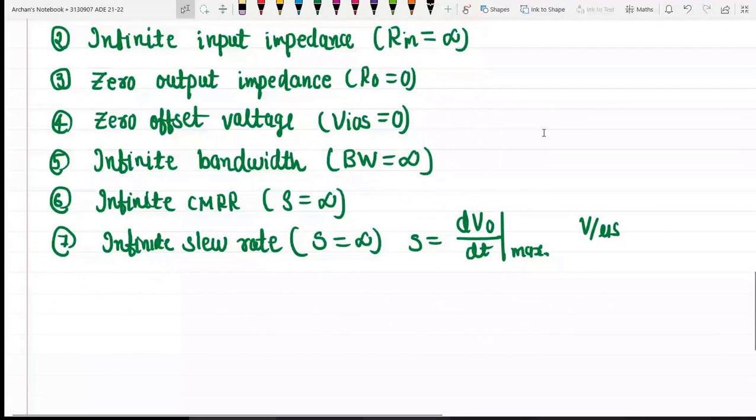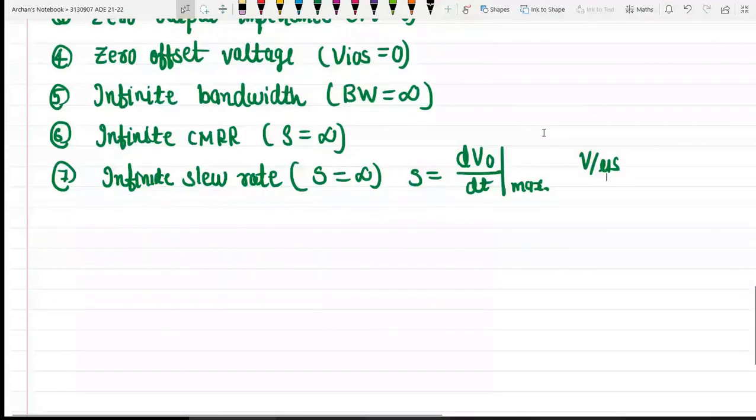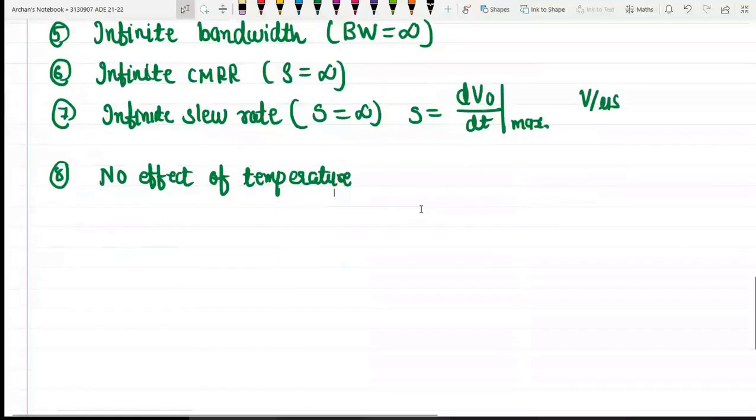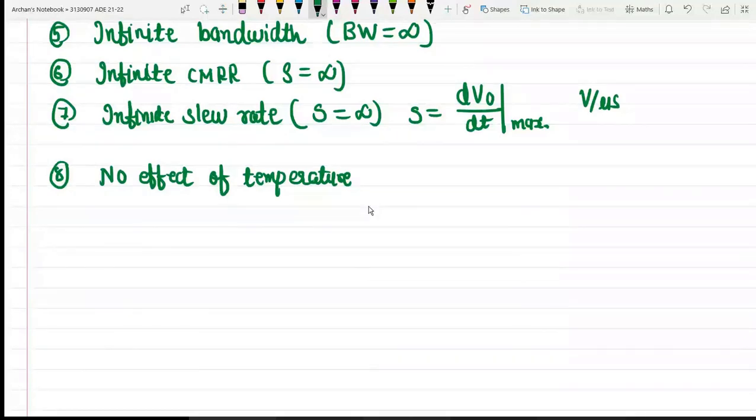Then there is one more characteristic of an ideal op-amp, which is that temperature has no effect. If we increase or decrease the temperature, the output will not be affected by the increase or decrease in temperature. Then we have the power supply rejection ratio. The ideal value of this power supply rejection ratio is 0.